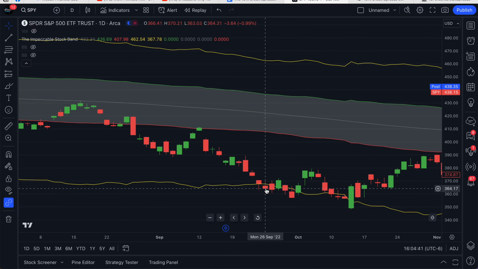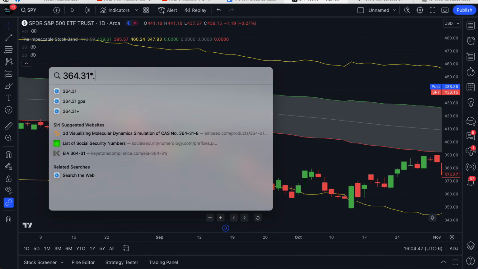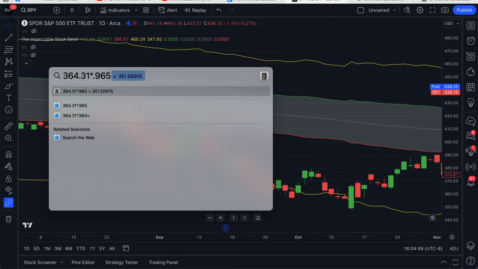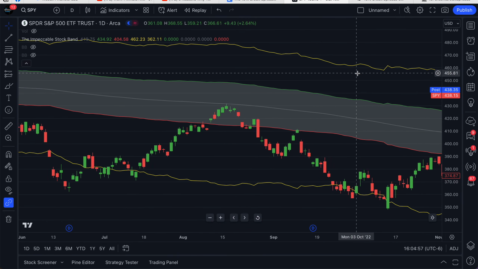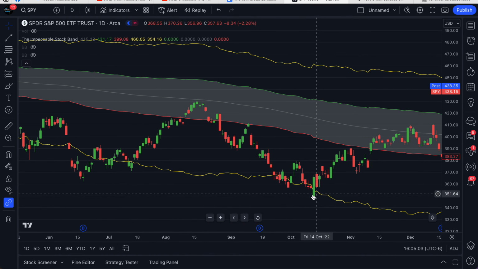So we're going to take this close price, being 364.31. We're going to multiply that by 0.965. Then that's going to give us 351.55. Again, we round to the nearest whole number, 352. That means that the strike price that we're selling for our put credit spread is going to be 352. So we're going to go down here, 352. As long as we stay above this level right here, then our trade is going to make money.